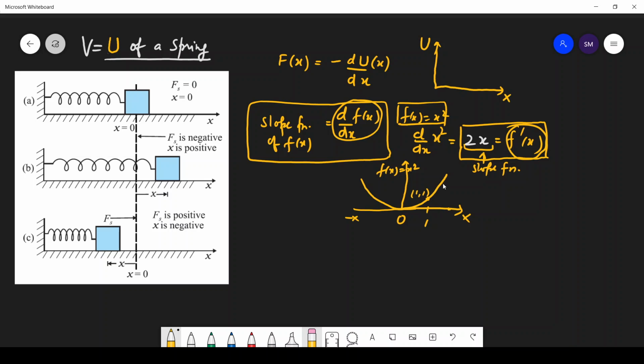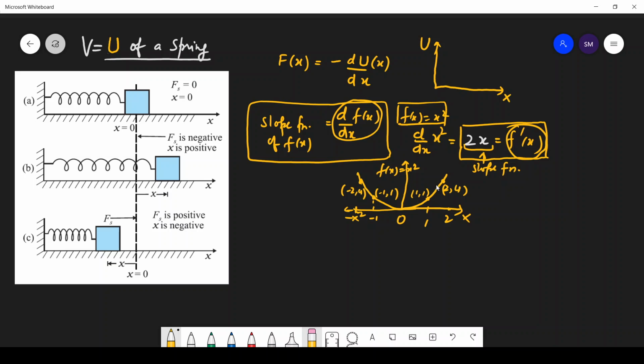What is the value of the function at x equals 2? It is square of 2, so 4. What is the value of the function here at x equals minus 1? It's 1. And at minus 2, this point on the curve, minus 2 and 4, because the square of minus 2 is 4, the square of plus 2 is also 4. So this is my function f of x.